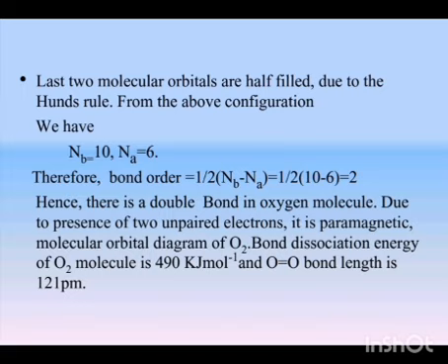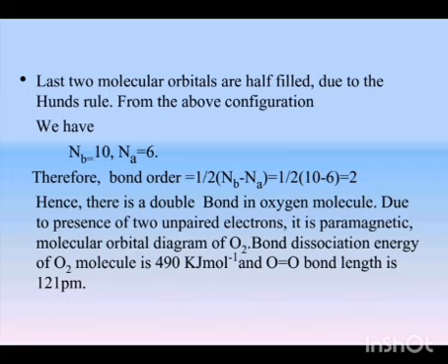Therefore, the bond order formula is half of (Nb minus Na) = half of (10 minus 6) = 2. Hence, there is a double bond in the oxygen molecule, and due to the presence of two unpaired electrons, it is paramagnetic. This is the molecular orbital diagram of O2.